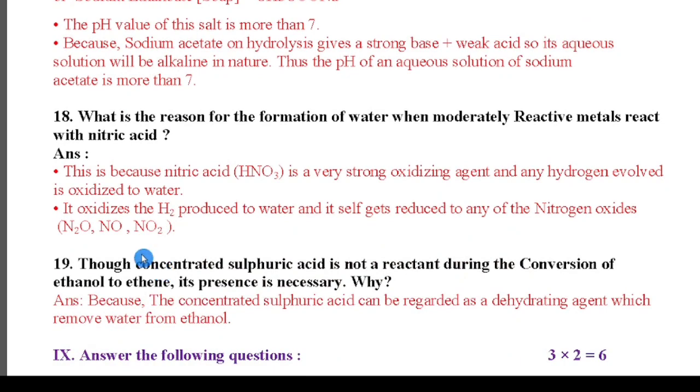18th question. What is the reason for the formation of water when moderately reactive metals react with nitric acid? Because nitric acid is a very strong oxidizing agent, any hydrogen evolved is oxidized to water. It oxidizes the H2 produced to water and itself gets reduced to any of the nitrogen oxides.